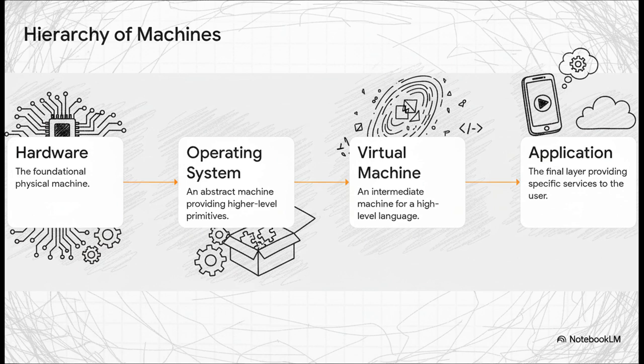The operating system sits on top of that, creating its own abstract machine that gives us nice things like files and processes. Then, you might have another abstract machine, like a virtual machine, running on top of the OS. And finally, way up at the top is your application, which gets to use all these convenient layers without ever having to know about the crazy complexity hidden underneath.